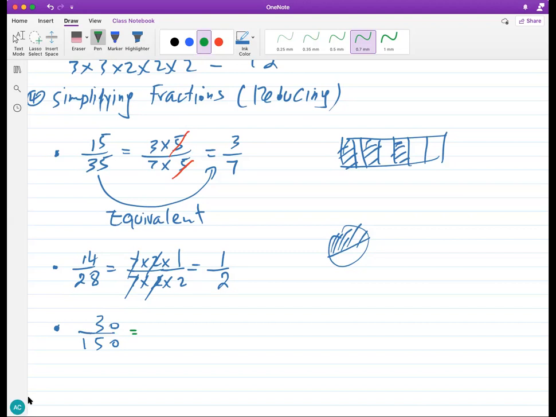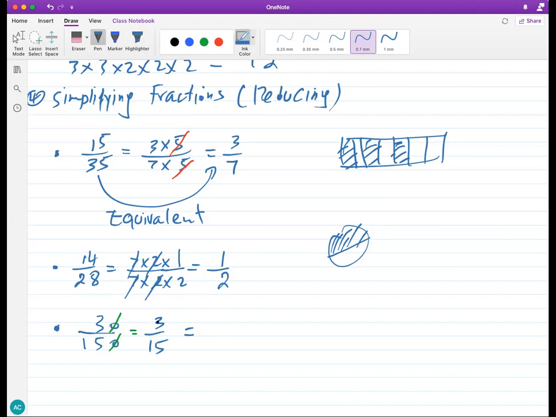Cross something out. Oh, yeah, I know. 30 divided by 10 is 3, and 150 divided by 10 is 15. Or you can just cross out the zeros. Exactly. This always works. You can always cancel a 0 against a 0 if it's at the end of the whole number. So you get 3 over 15.